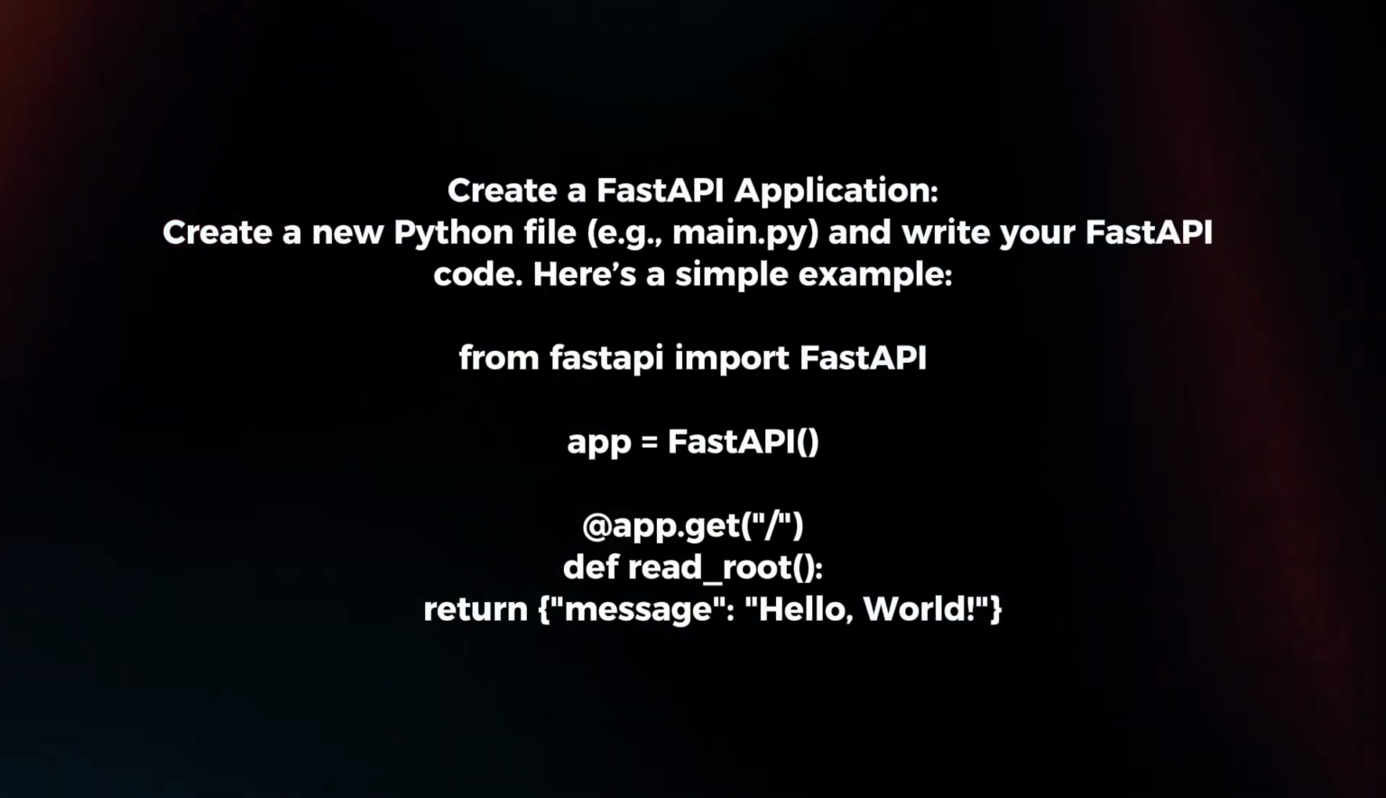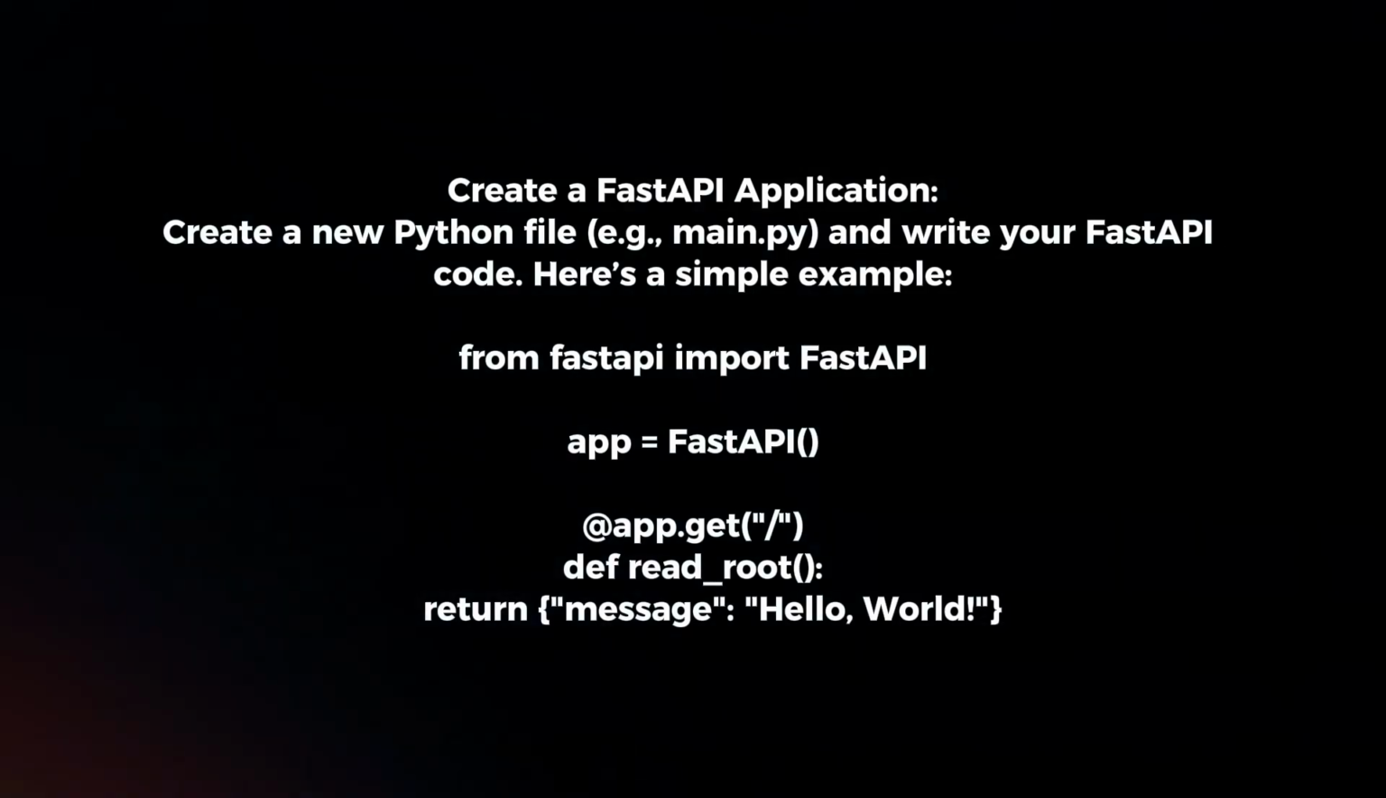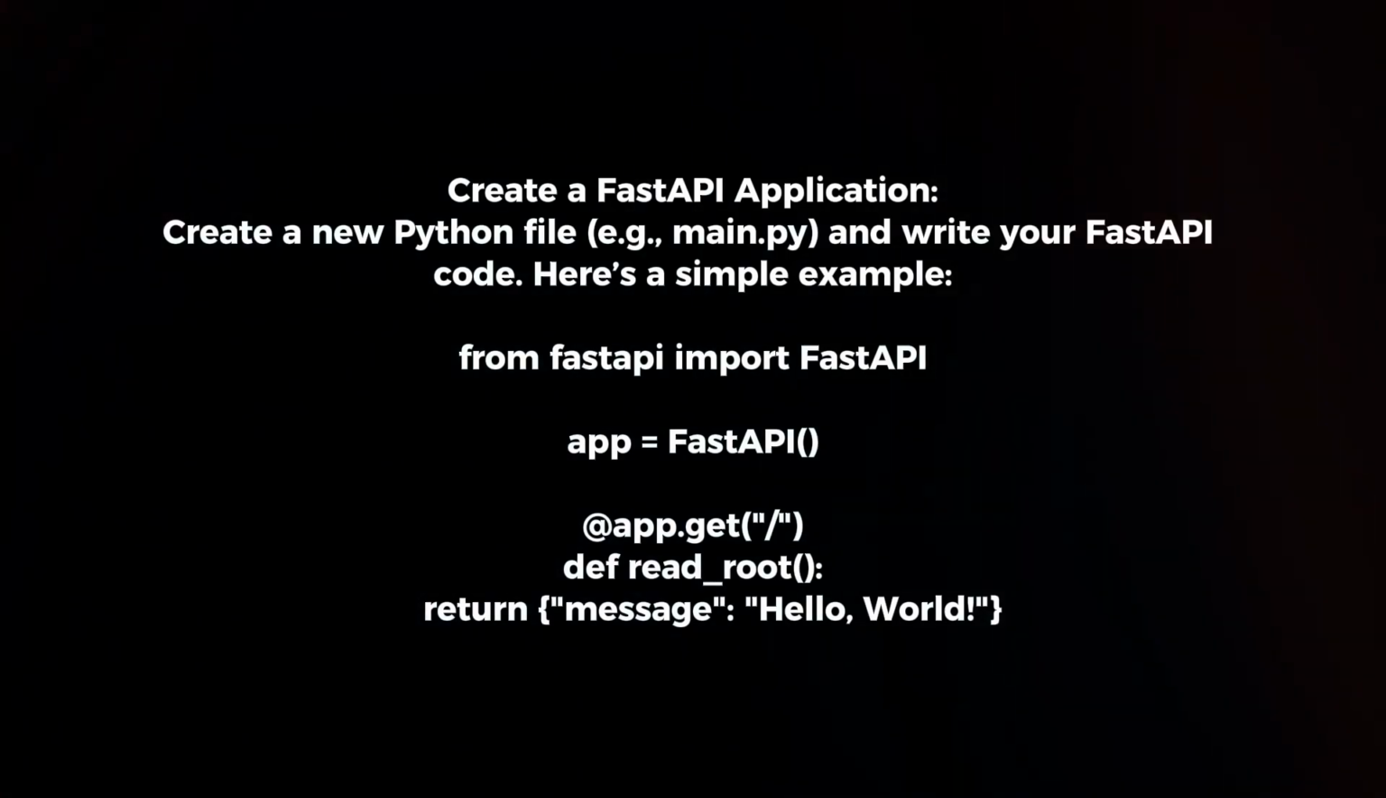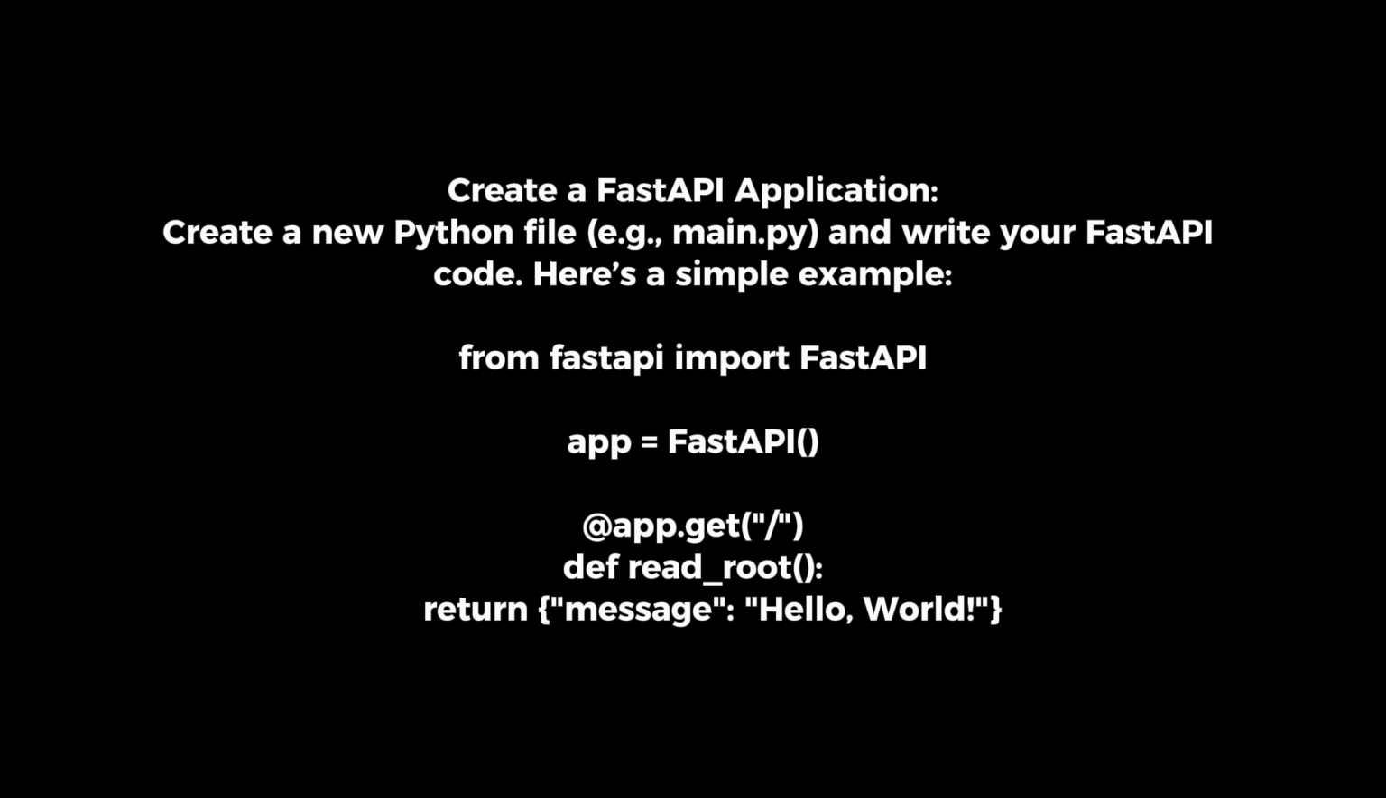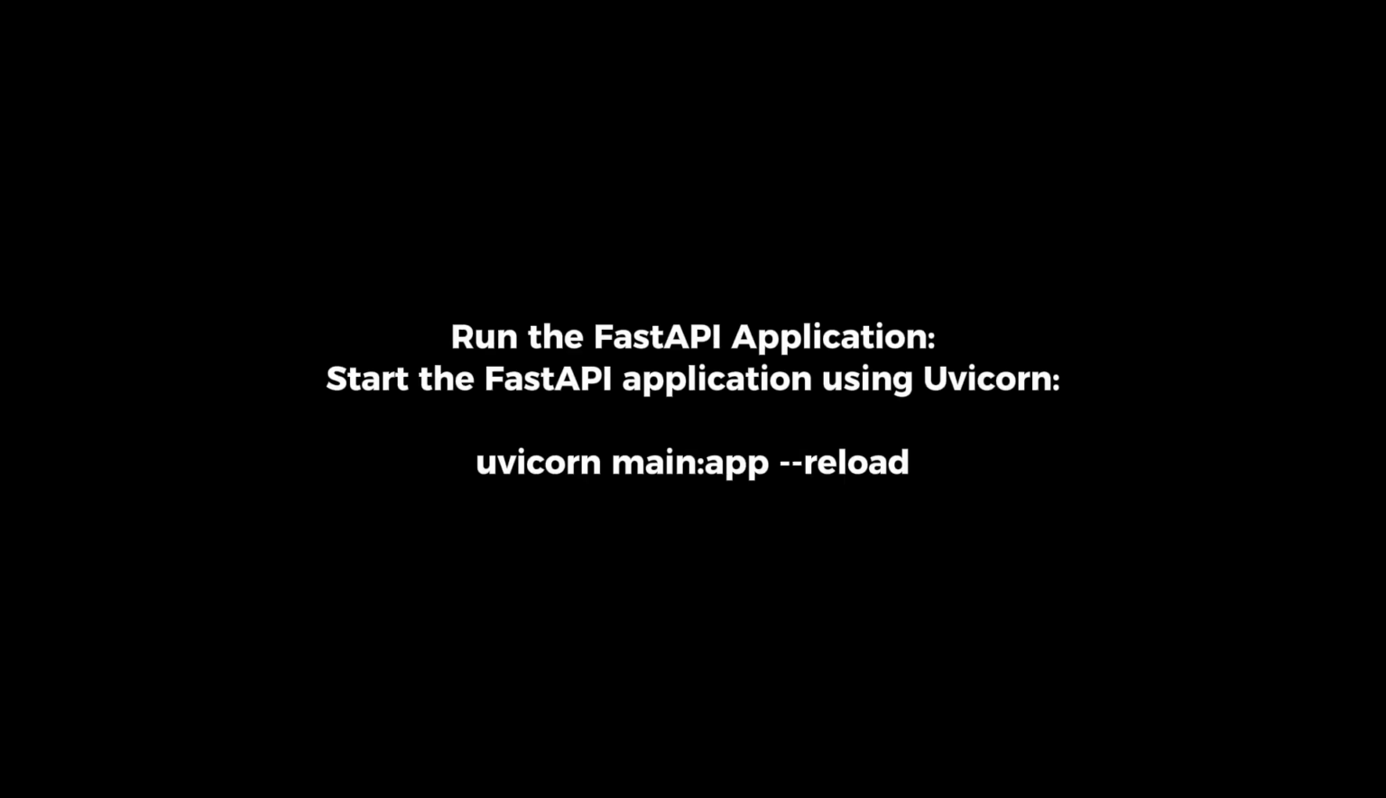Create a FastAPI application. Create a new Python file and write your FastAPI code. Here's a simple example. Run the FastAPI application. Start the FastAPI application using Uvicorn.